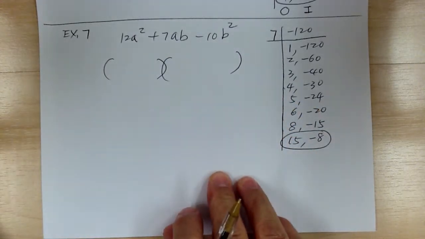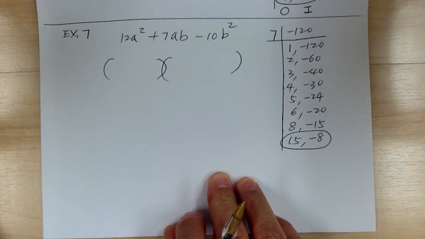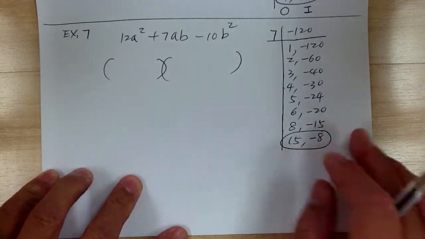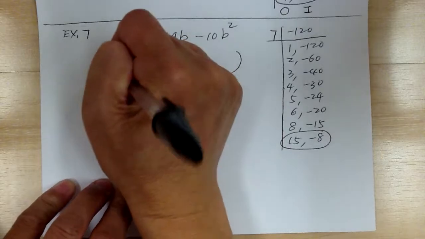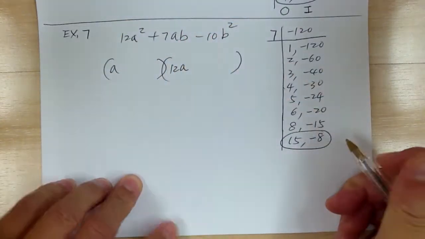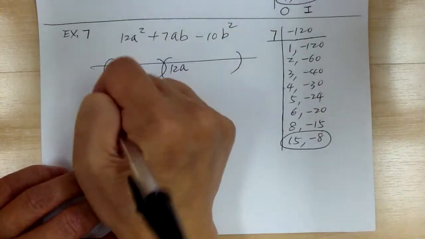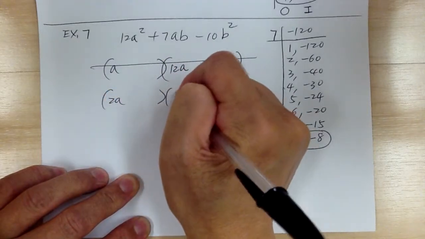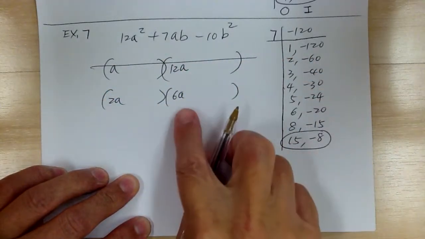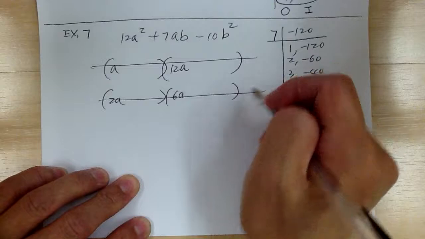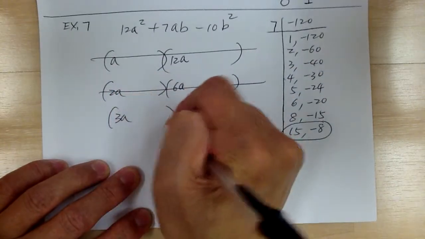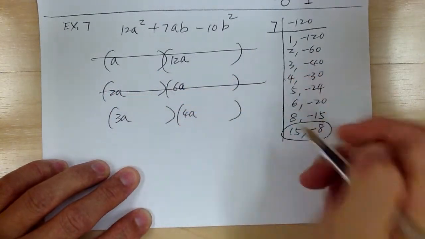So this is example 4. We already did this in example 4. But we're just going to do that again. So again, you start with A, 12A. So none of this match, so cross it out. So you got 2A and 6A. Again, none of this is multiple of 6, right? So cross it out. So you got 3A and 4A, right?